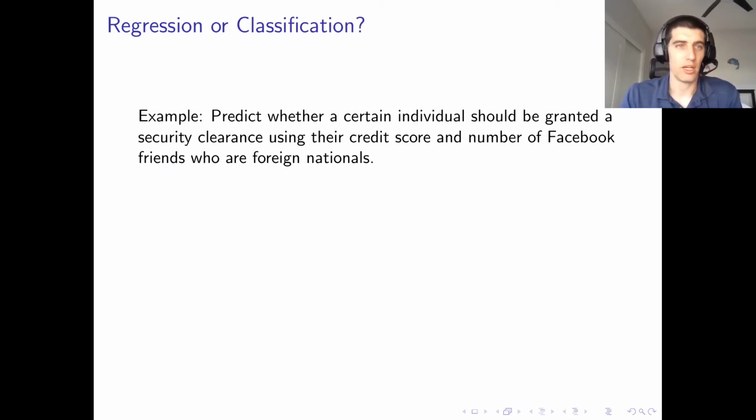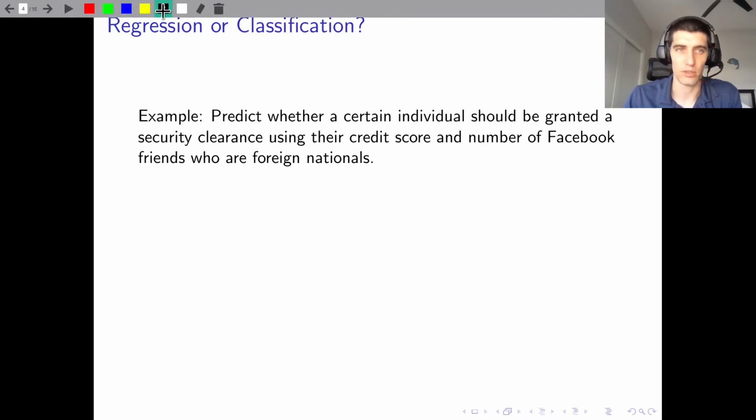Quick question to check understanding: regression or classification? The example here is we want to predict whether a certain individual should be granted a security clearance using two predictors, their credit score and their number of Facebook friends who are foreign nationals.